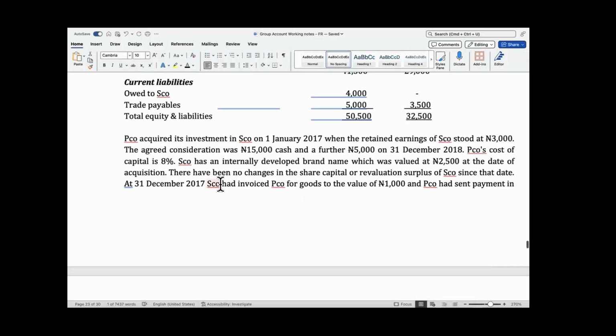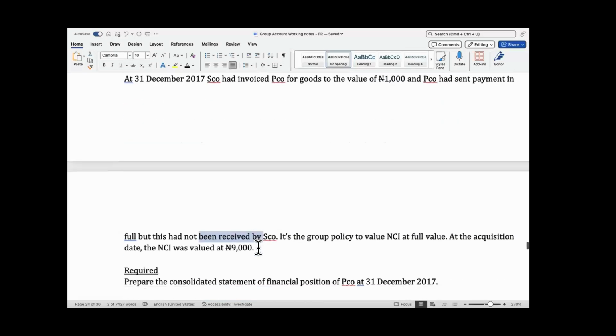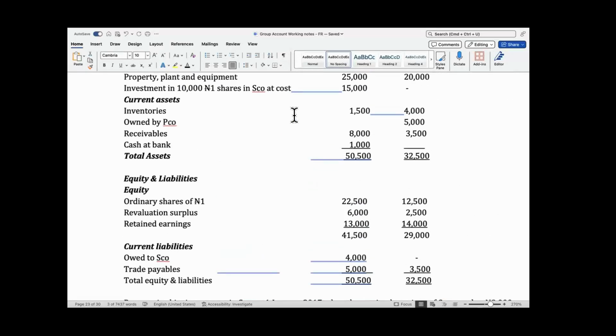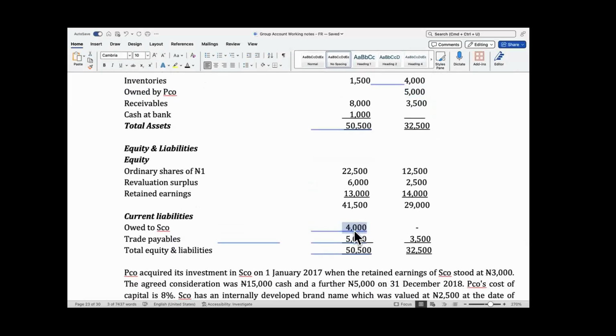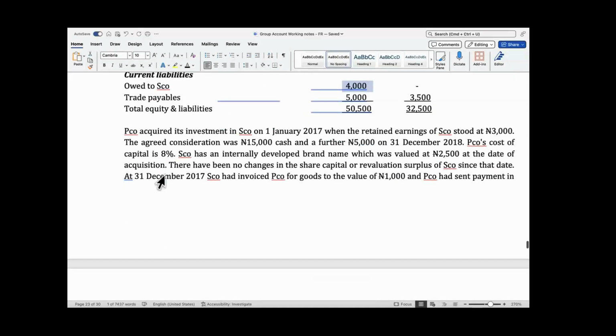Also, they said ESCO had invoiced Pico goods at a value of 1,000 and Pico had sent payment in full, but it has not been received by ESCO. Okay, so that means there's a cash in transit. So let me see if it's in the account. Owed by Pico, 5,000. Owed to ESCO, 4,000. Okay, good. That means the difference of 1,000 is that cash in transit. That's what they're explaining with this.